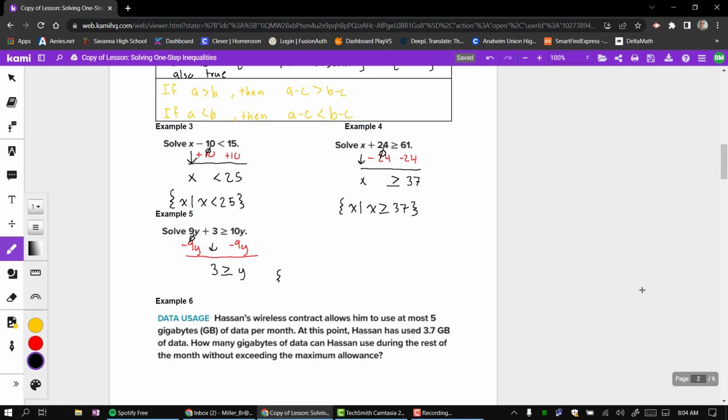So this is the set of all numbers y such that I can change this around and say y is less than or equal to 3. Means the same thing. Here 3 is greater than or equal to y, which means that y is less than or equal to 3.